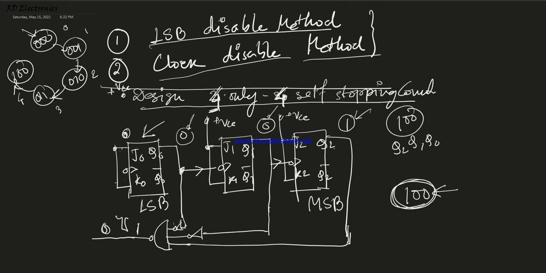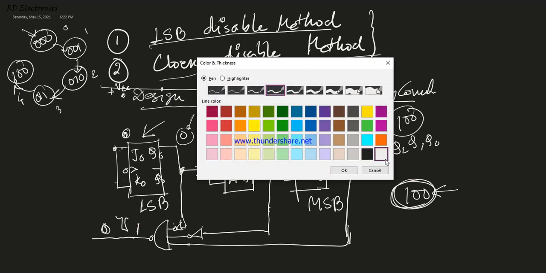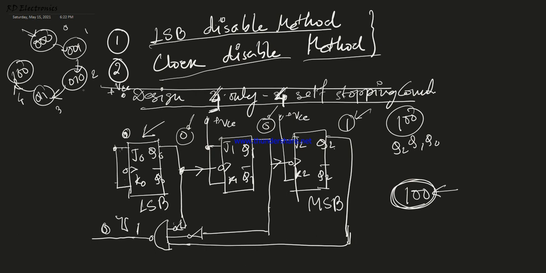What is the difference? In the clock disable method, the LSB is directly connected to plus VEC, because the name signifies that we disable only the clock. So how is it possible? Here we connect one AND gate, and here we connect the main clock, and the output of this AND gate is connected to the clock input.